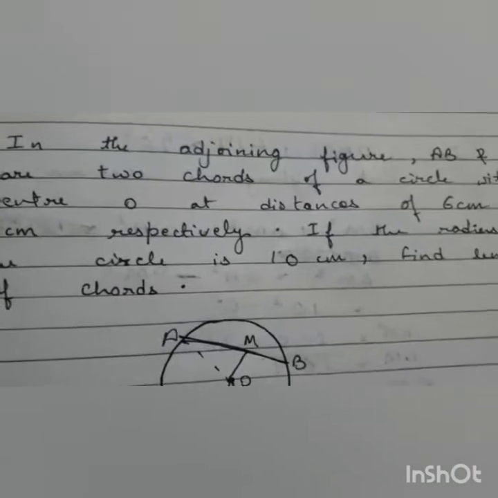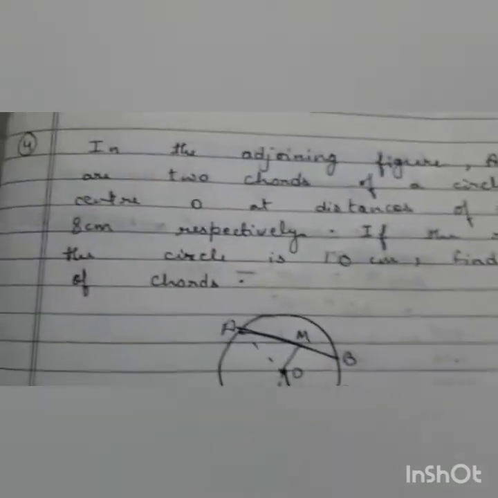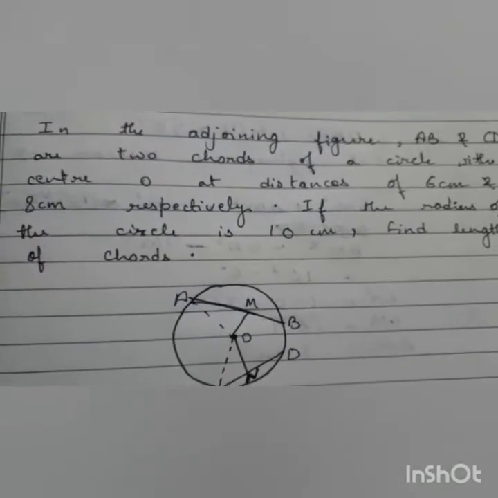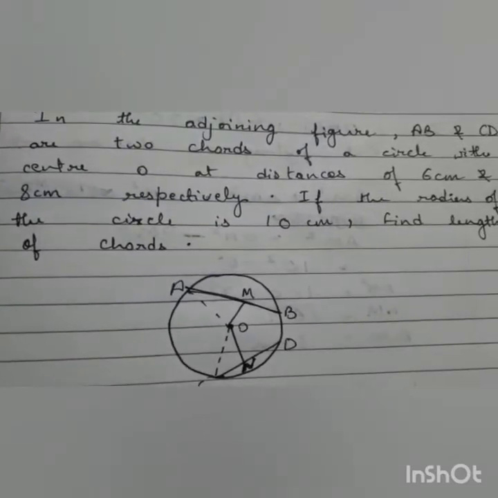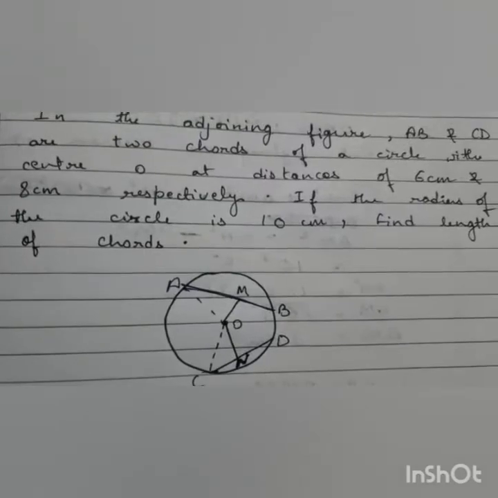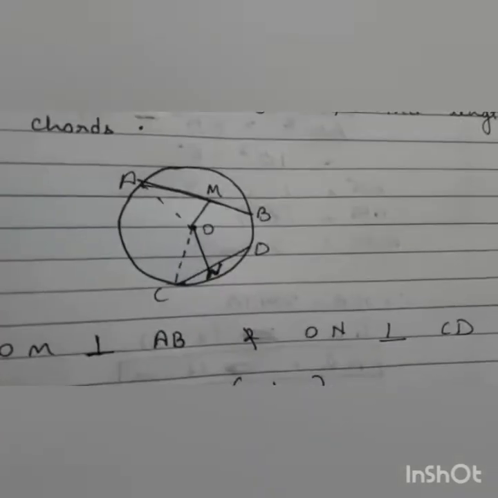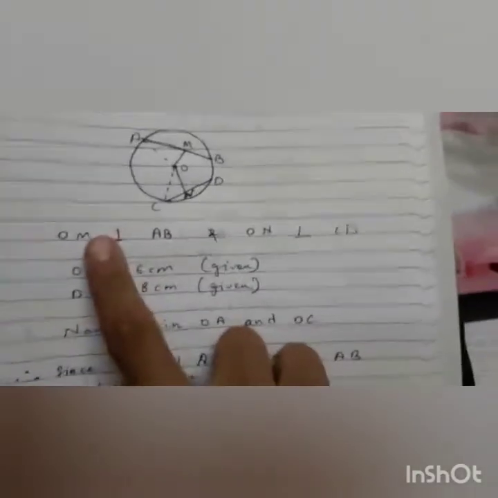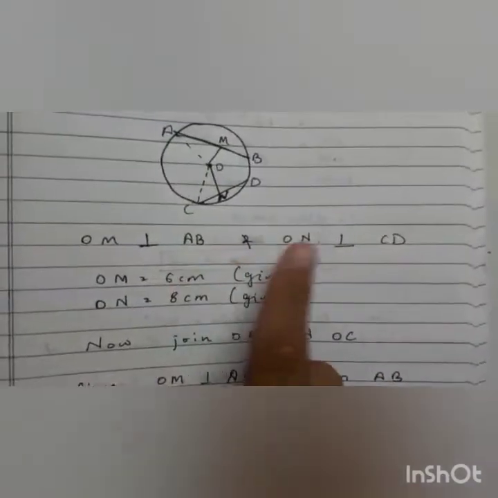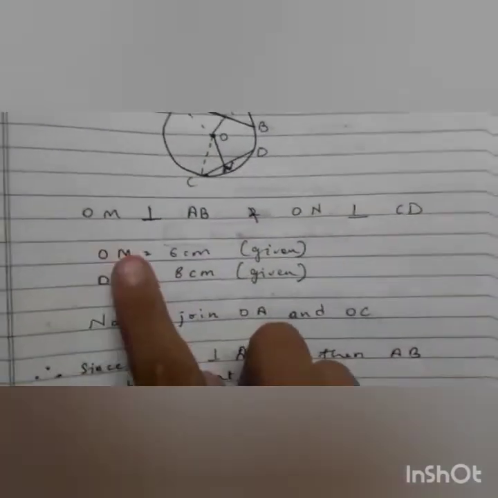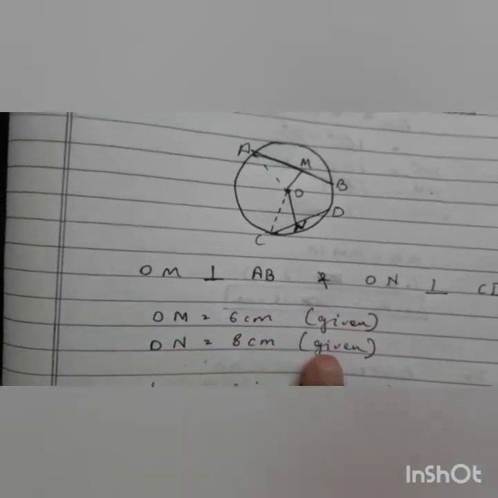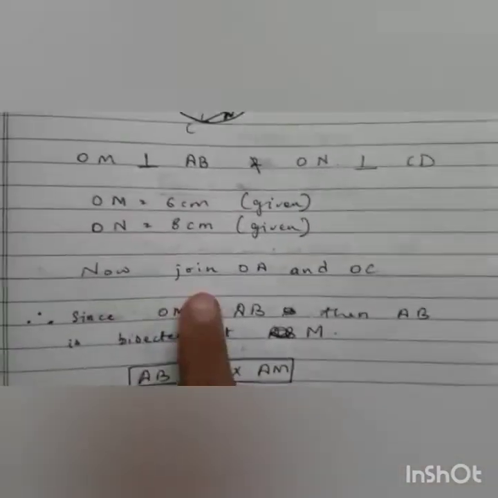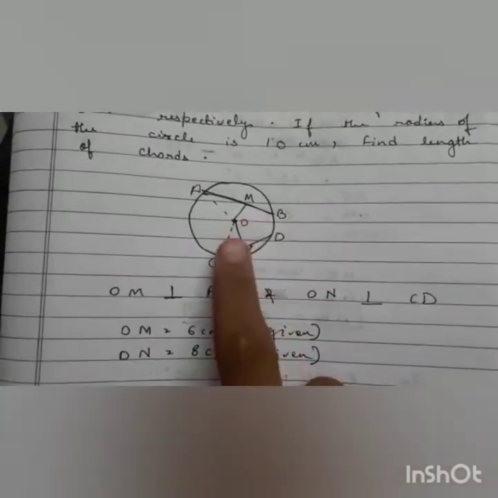And this is the last one. In the adjoining figure, AB and CD are two chords of a circle with center O at distances of 6 cm and 8 cm respectively. If the radius of the circle is 10 cm, find the length of the chords. This is the adjoining figure. So here we can see OM bisects AB and ON bisects CD. So OM equals 6 centimeter, which is given, and ON equals 8 centimeter, which is also given. So now join OA and OC.